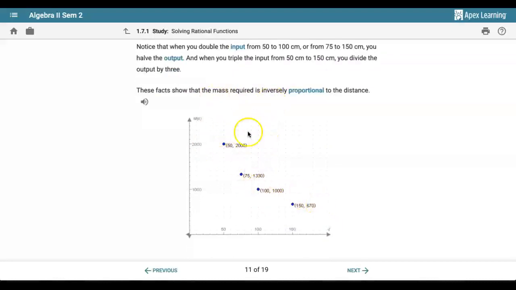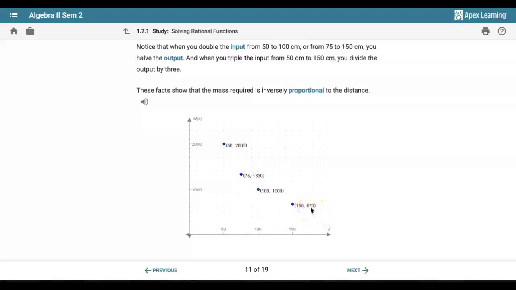All right, and what we can notice here is that when we doubled our input, so we went from 50 to 100, our output was halved. We went from 2,000 to 1,000. Or when we went from 75 to 150, that's double, we had to halve our output. Or again, from 50 to 150, we multiplied by 3, and we had to divide 1,000 by 3 in order to get our output.